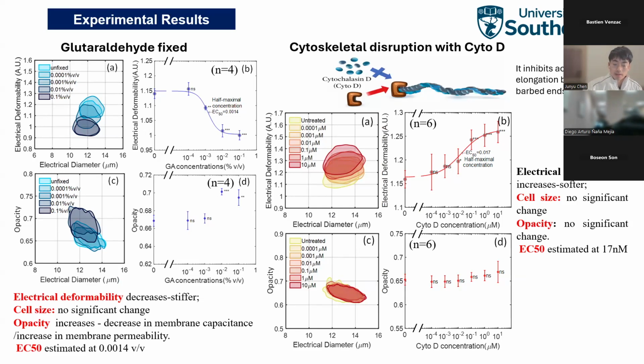Reduced and the increased membrane permeability. And for the cytochalasin D treatment, electrical deformability increased, indicating cell softening, while the cell size and the opacity show no significant change. And both these half maximum concentrations are in good agreement with the previously reported values.